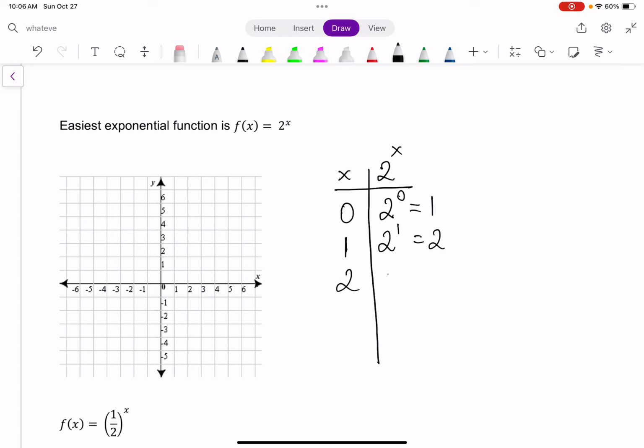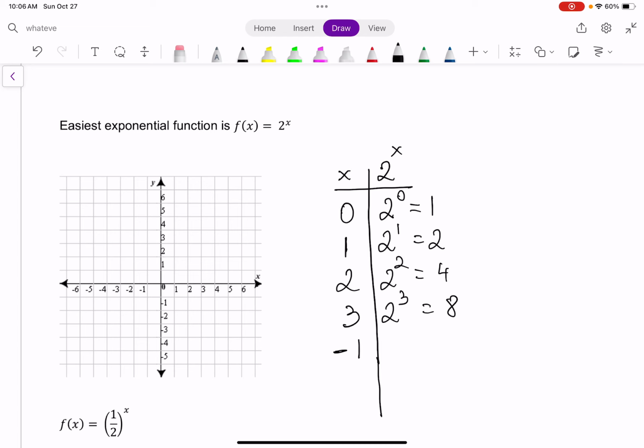If x is 2, 2 squared is 4. If x is 3, 2 to the power of 3 is 8. Of course, you can put decimal numbers. I wouldn't know them off the top of my head. I would have to use my calculator. So that's why I just pick integers.